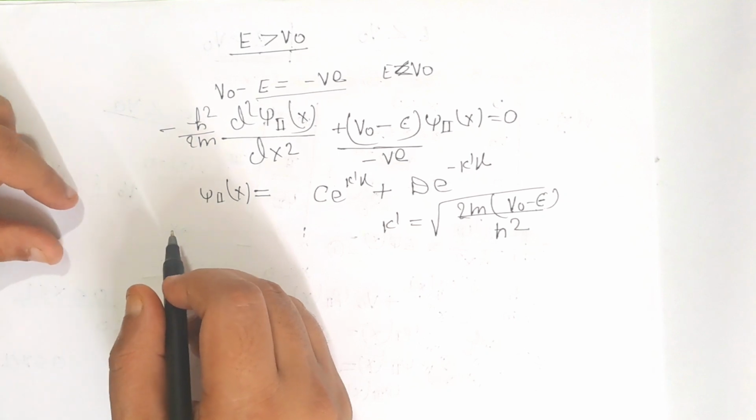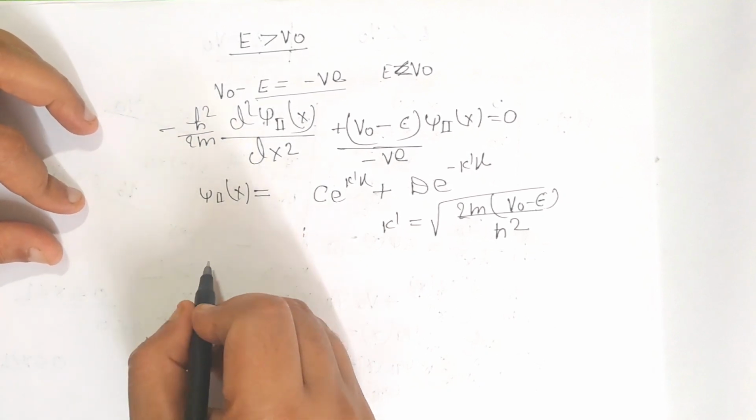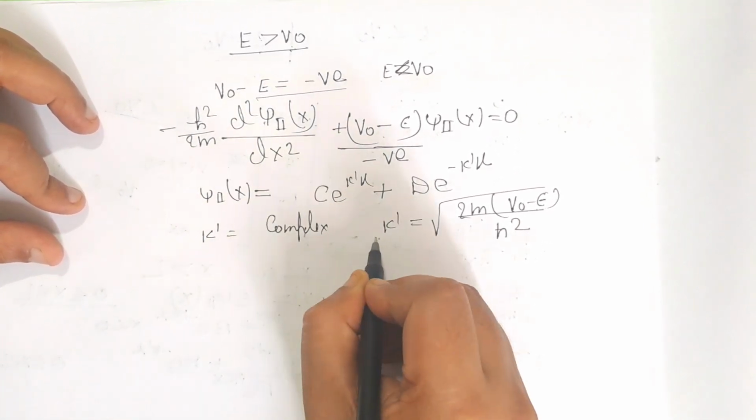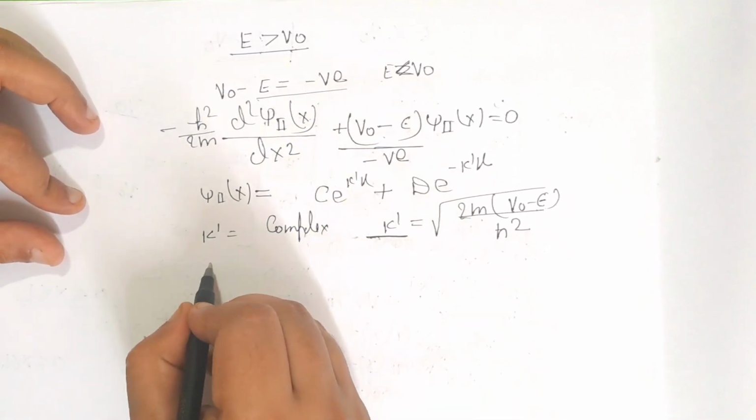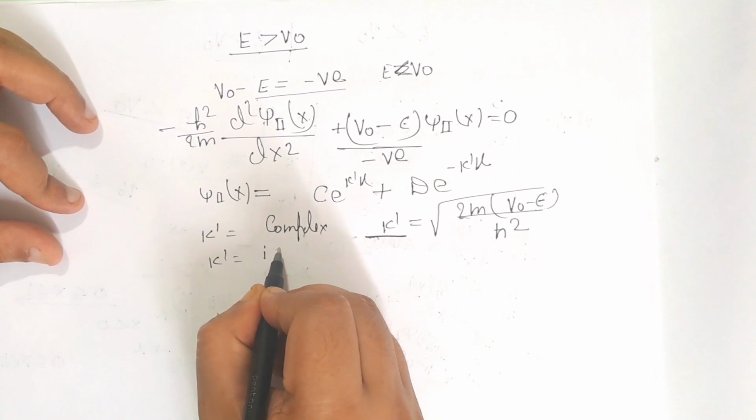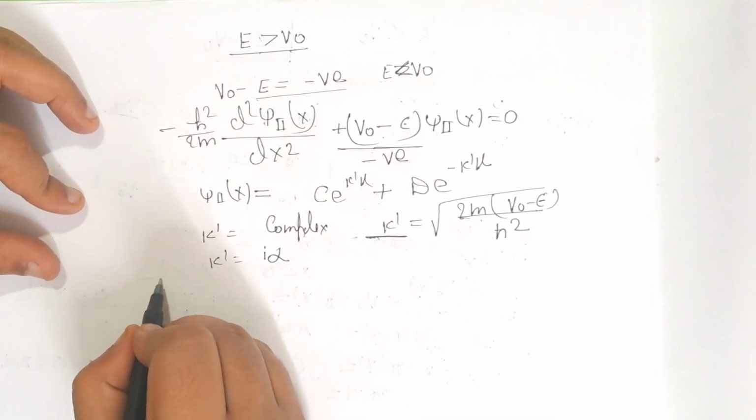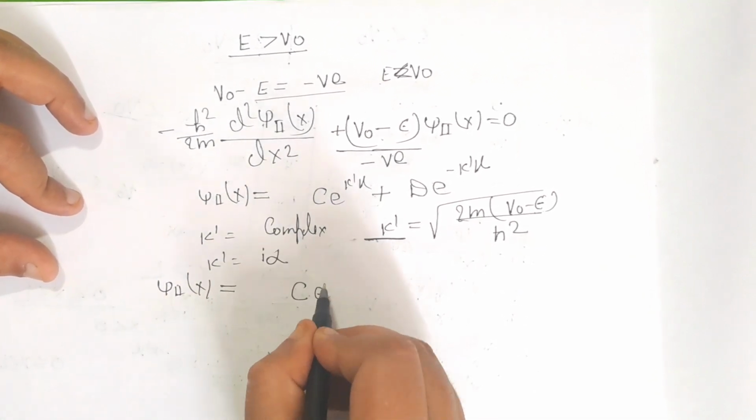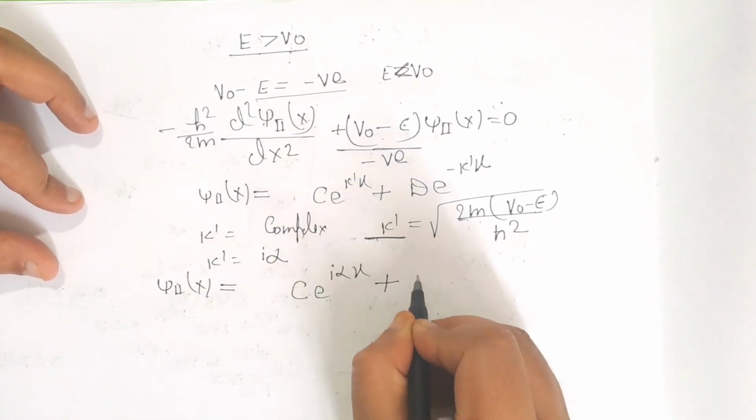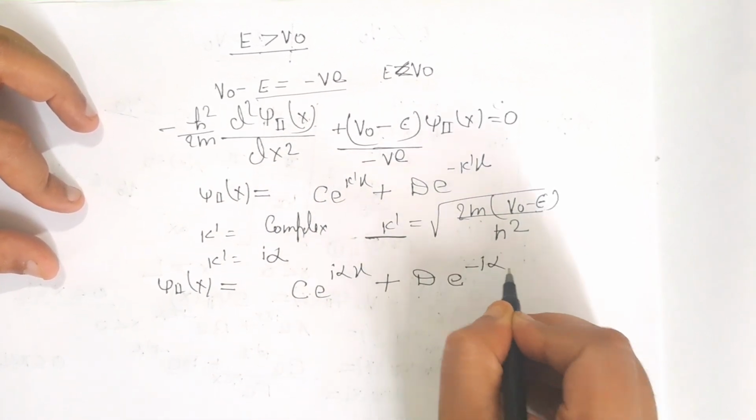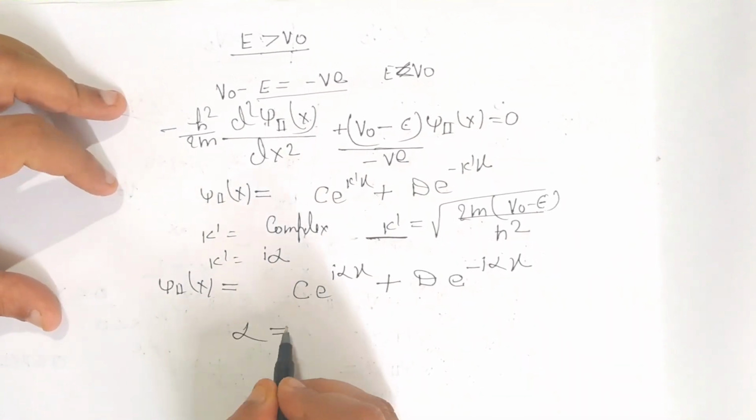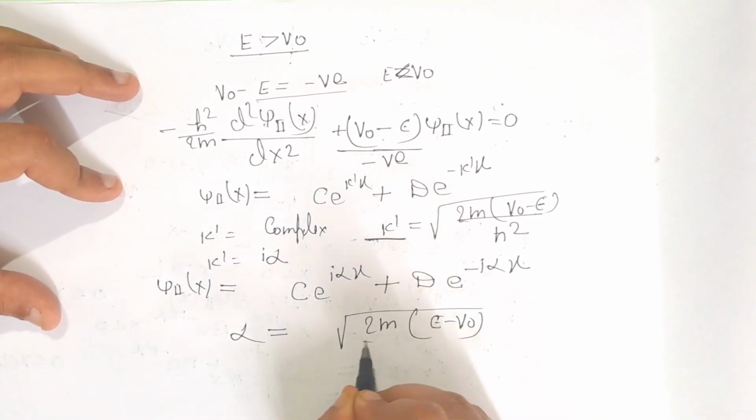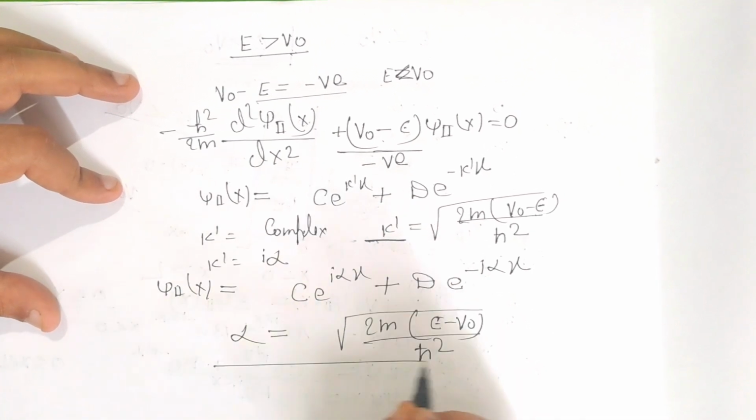It means we have to assume a parameter k dash which will be complex. It means this one will be a complex number. It means k dash will be i alpha. So we can say that psi 2(x) is equal to C e to the power i alpha x plus D e to the power minus i alpha x, where alpha is root of 2m(E minus V naught) divided by h bar square.